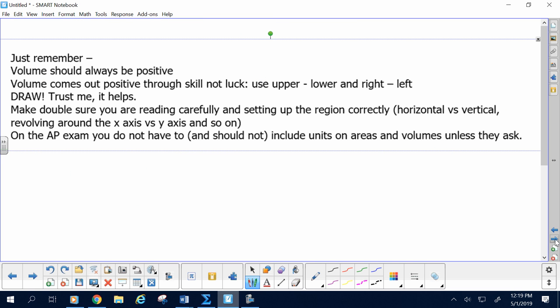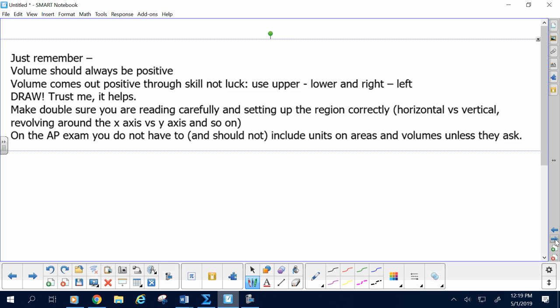All right. Just remember, volume should always be positive. Volumes come out positive through skill, not luck. Upper minus lower, right minus left. Please draw. They don't grade for your drawing, but it definitely helps get your act together. Please make double sure you're carefully setting up the region. You don't want to go and do all this calculus on the wrong region. So take your time.